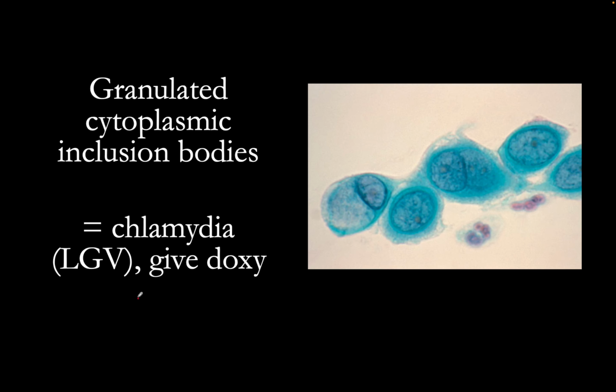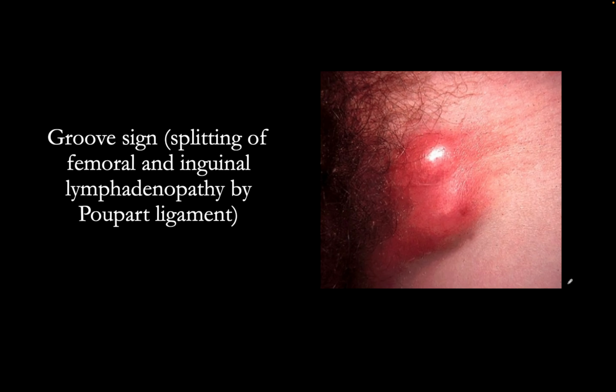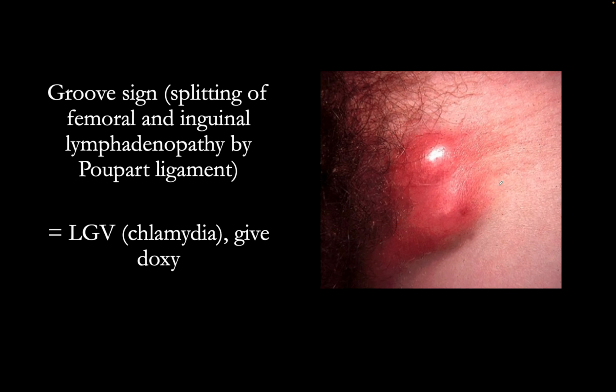One thing, if you want to go above and beyond, is that this is the L1 to L3 serovars. And so, if we remember the D through K, that's what causes just like the USA chlamydia. So if we have a groove sign, I'll point out what that is. We have the inguinal ligament here, and we have some femoral and some inguinal lymphadenopathy, and the ligament is splitting them. So this is almost pathognomonic for LGV, and you give doxy.